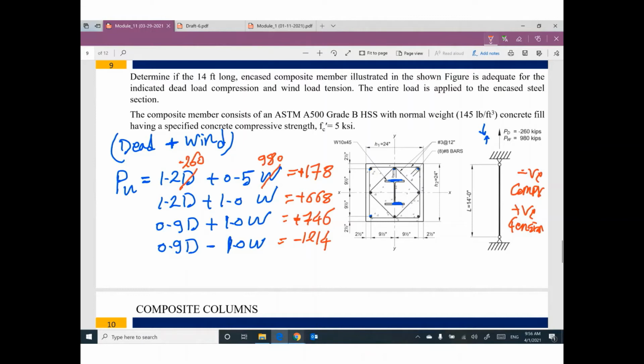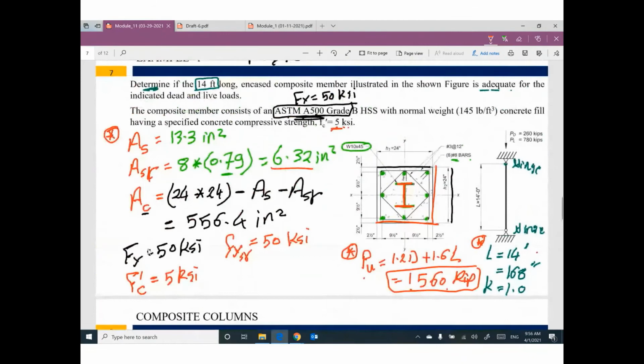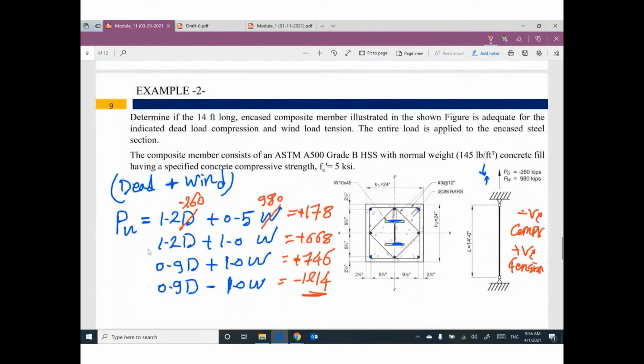We are talking right now about tension. I don't care about the compression. If this is the case, compression, you can solve it like the previous example, like I did last meeting. But right now, I'm looking for the worst case for tension. Which combination is the worst case for tension? We have tension 178, we have tension 668, we have tension 746. I think the P ultimate equal 746 tension.